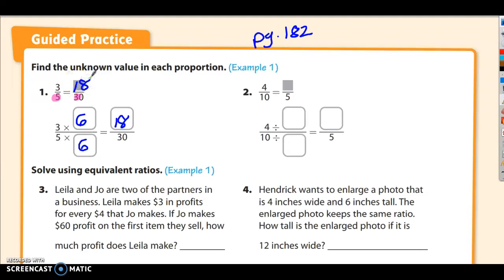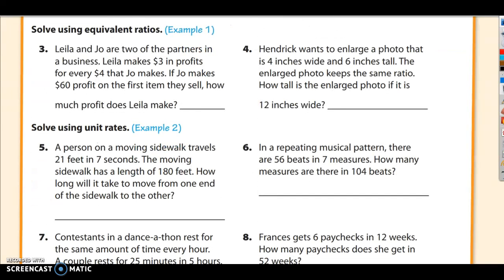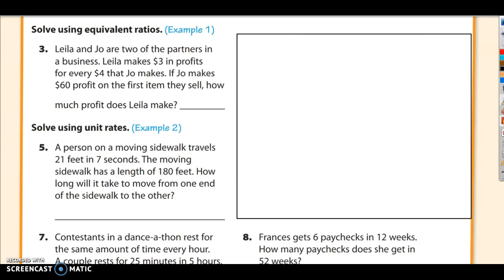And in the second problem, they want you to recognize that to get from 10 to 5, you would be dividing by 2. So then you do the same thing to the first term. So you divide by 2 and you get 2 fifths. All right, let's move on. I'm going to use a whiteboard for these problems. I'm on number 3.